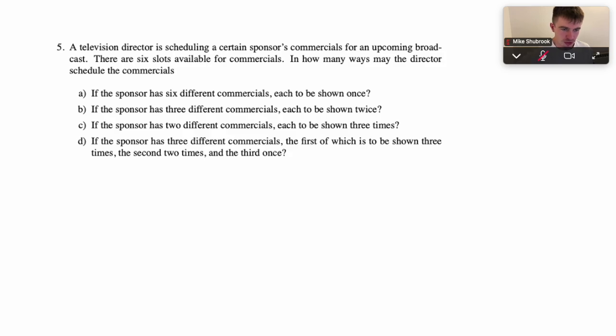A television director is scheduling a certain sponsor's commercials for an upcoming broadcast. There are 6 slots available. In how many ways may the director schedule the commercials? First of all, if the sponsor has 6 different commercials, each to be shown only once. So I have 6 slots. If I have 6 commercials to be shown once, then in the first slot I have 6 options. In the second I have 5. The third I have 4 options, and so on and so on. So the answer is just 6 factorial.